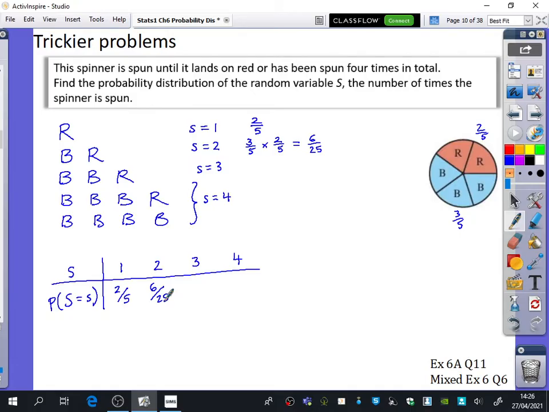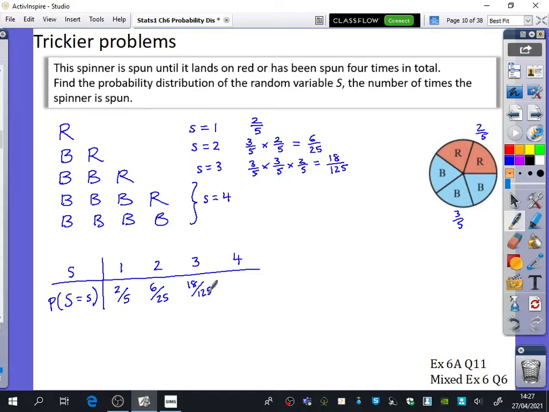Okay, blue, blue, red. So we're going to do blue, blue, red. Can anyone calculate that and get it right? 18 over 125. Can that be simplified? No, it can't. 18 over 125 can't be simplified. So I'm going to put that here as 18 over 125.